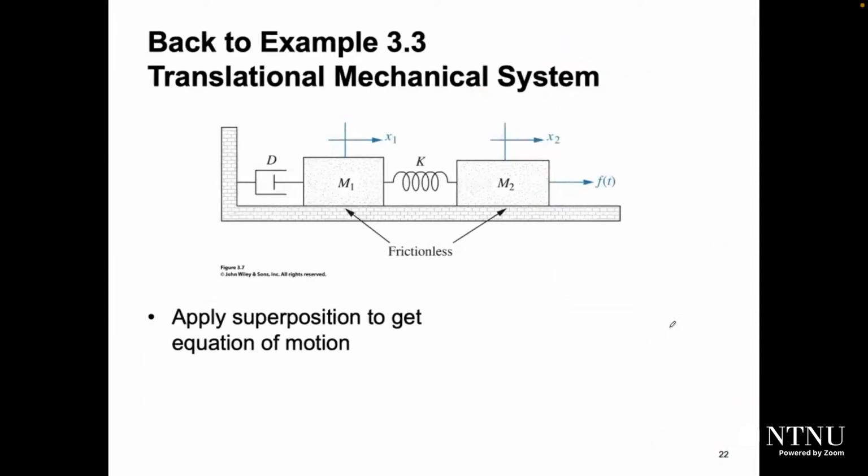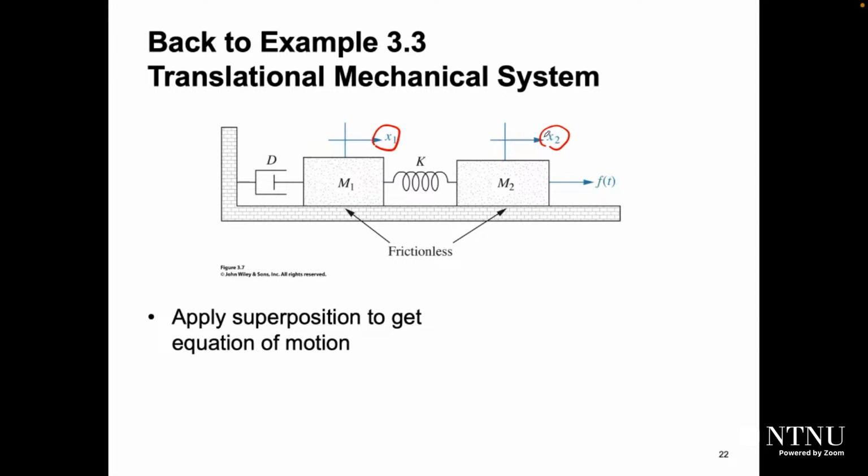So now we need to go back to example 3.3 and try to solve it. We will apply superposition here because we have 2 degrees of freedom. Remember, in fact, here we have two variables we need to control. We need to control x1, we need to control x2. So we have 2 degrees of freedom here because we have M1 and M2. We can move M1, hold M2, move M2 and hold M1.